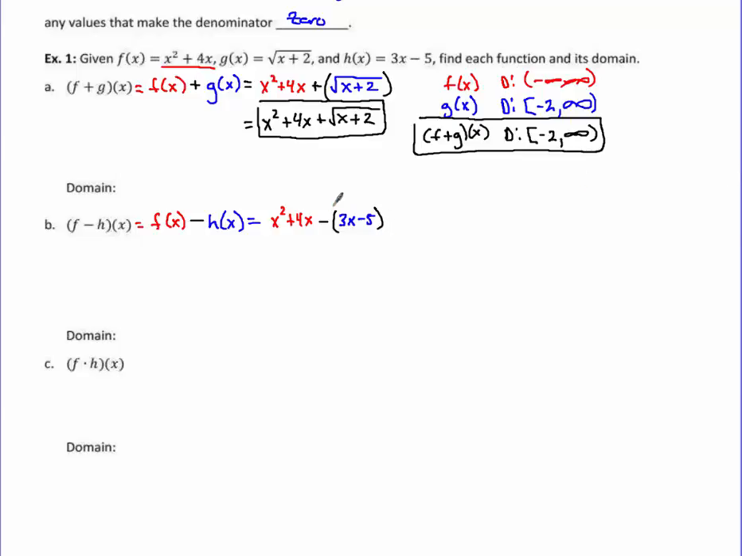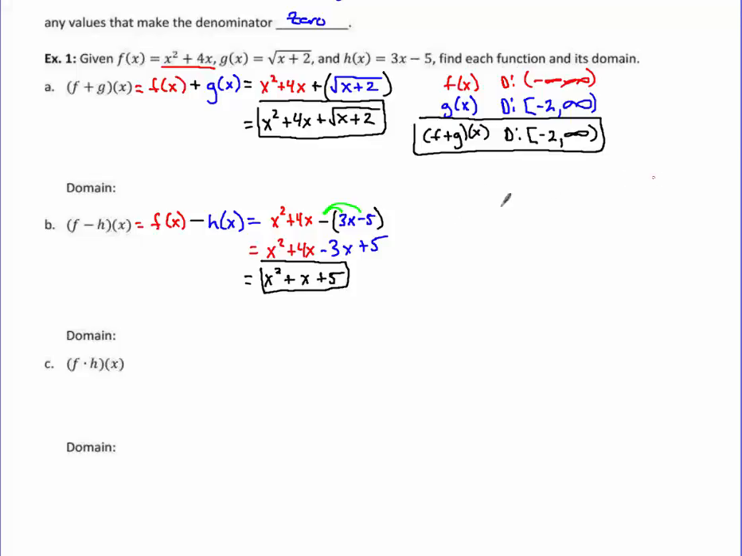Before we do anything, we want to make sure that this minus sign gets distributed, so that when we rewrite this, we have x squared plus 4x minus 3x plus 5. Now we can combine like terms and simplify this, so it's x squared plus x plus 5. So that's our function, that's our f minus h of x.